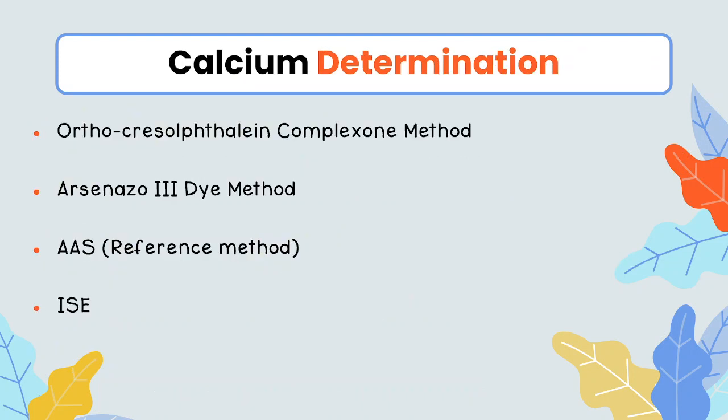So now let us proceed with the methods for your calcium. So we have your OCPC, your orthocresolphthalein complexone method, which this is the method that we did during our laboratory class. Then you have your arsenazo 3-dye method, your AAS, which is considered as your reference method, and you have your ISE, or your ion selective electrode. Now, although AAS is your reference method, kids, take note that what is commonly used nowadays and commonly incorporated in your fully automated na machine is your ISEs.